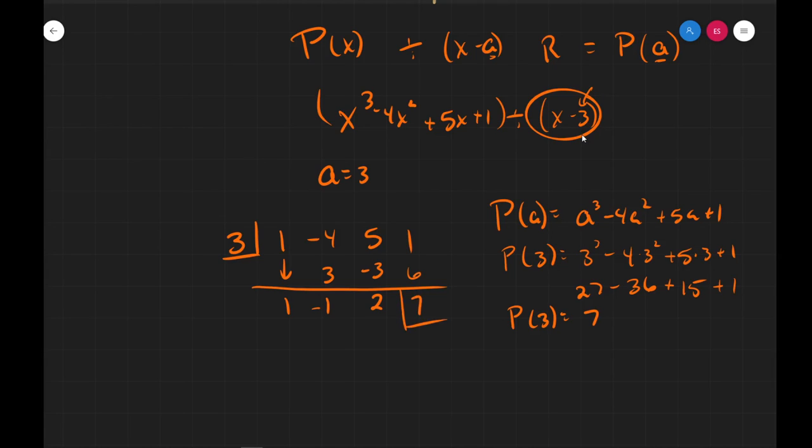Remember that this guy right here is our remainder. So the remainder is our function value. This guy right here is our function value, p at a. So we can use this as a nice, quick, easy way to plug in a bunch of function values very, very quickly.